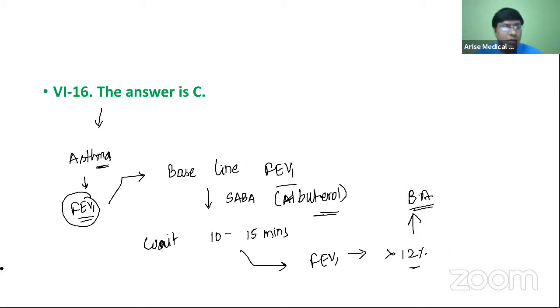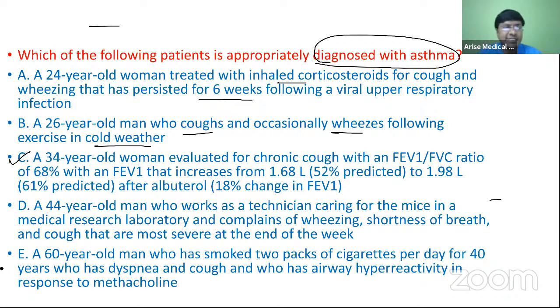So how will you confirm? Yes, more than 12% increase in your FEV1 with bronchodilator. That is the investigation of choice. So the answer is C. A 34-year-old woman evaluated for chronic cough with FEV1 by FVC of 68%, that means reduced, with an FEV1 that increases from 1.68 to 1.98 liters after the albuterol. Yes. Now we go to the next question.